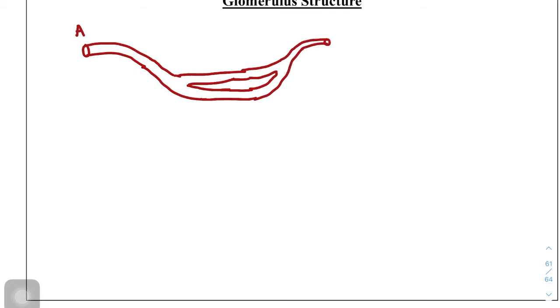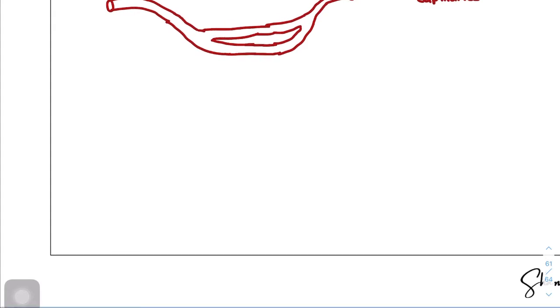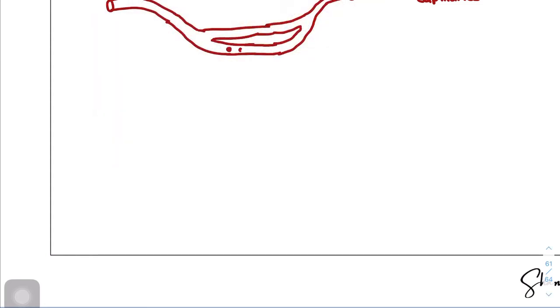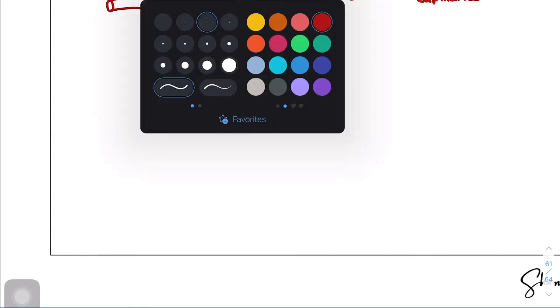This is the efferent arterioles. They go on to become peritubular capillaries, which will drain into veins, finally into the renal vein, and then into the inferior vena cava. Okay. So these are the capillaries, and what I need you to know about these capillaries are, these have pores. These capillaries have pores.